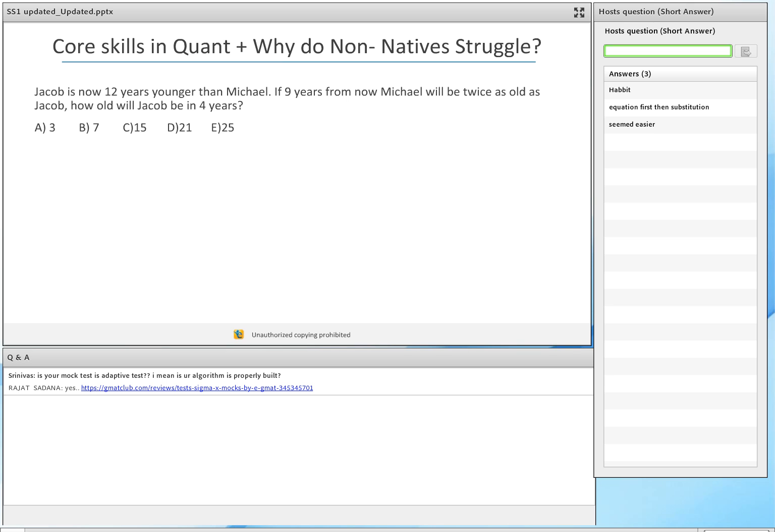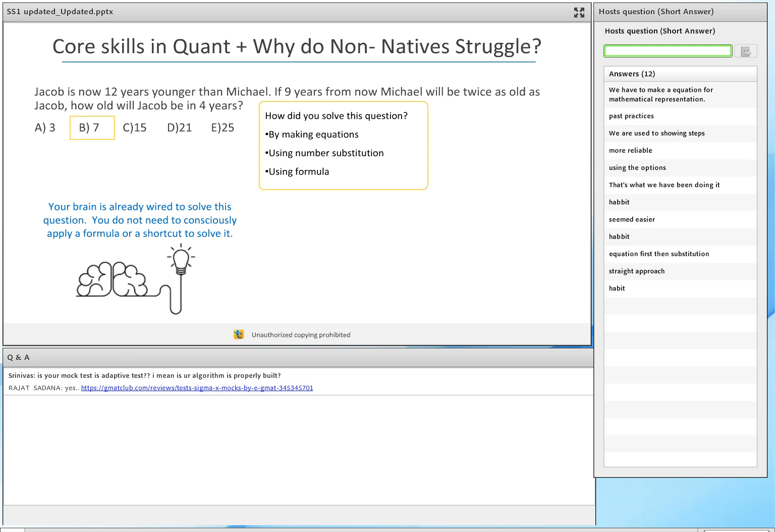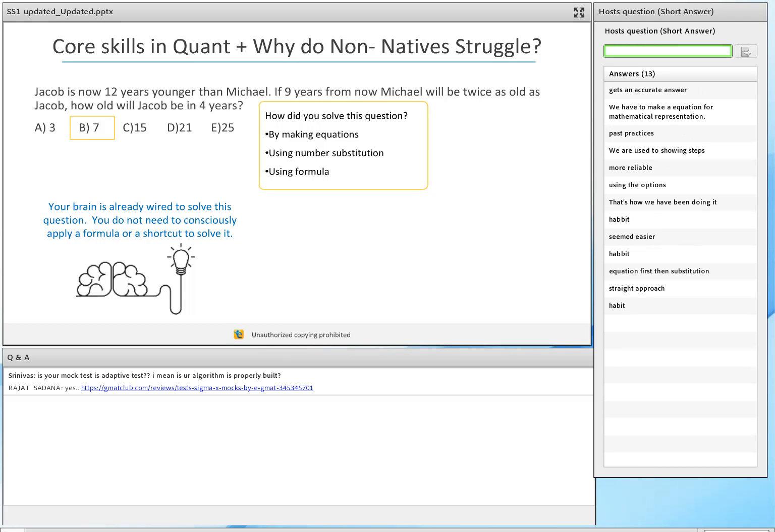So again, equation first and substitution, that's how you did it. Okay, it is a straight approach for most of you. And I will also tell you that even I solve this question by making equations rather than by using number substitution. And the reason for that is that I've been doing this for a very long time.